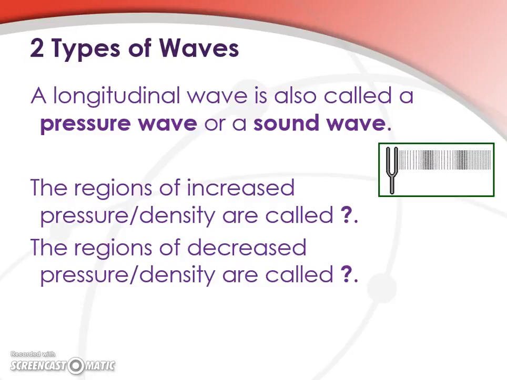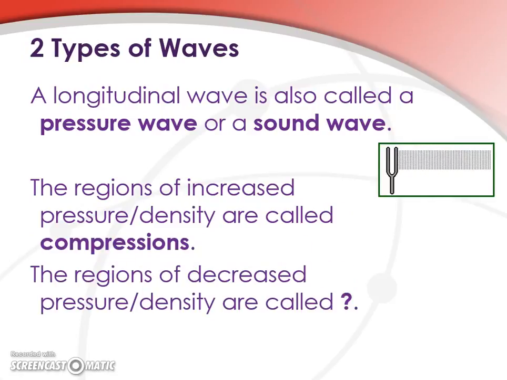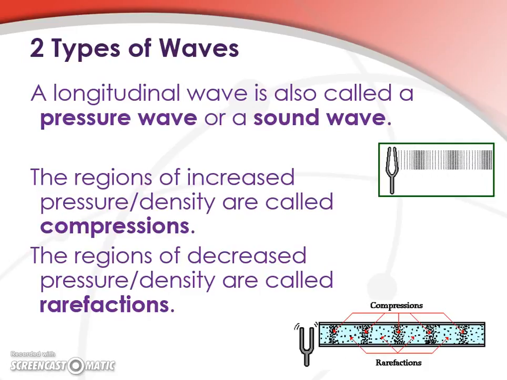We might as well add in some more terminology while we're at it. The regions of increased pressure or density are called compressions, and the regions of decreased pressure and density are called rarefactions. So if we think of our air particles, if our sound is moving through air, we can look at it as our wave looks something like the diagram below, with areas of high concentration of atoms and areas of low concentration of atoms.